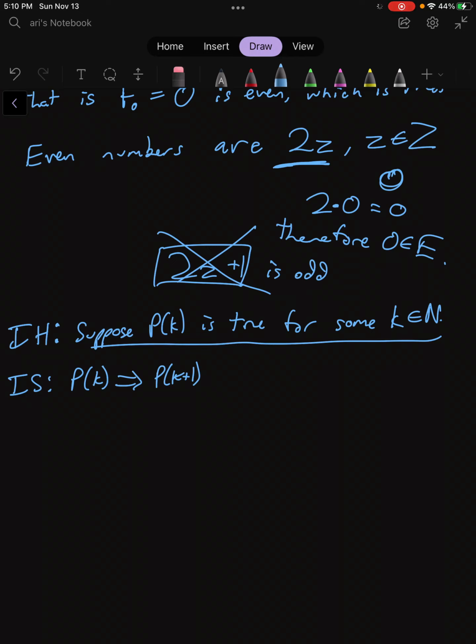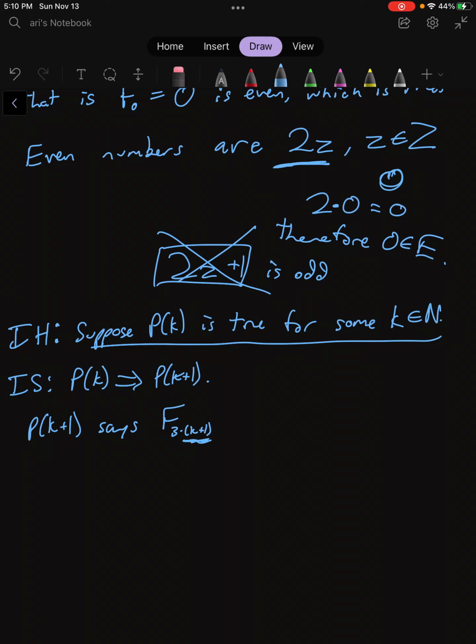Let's write out what P of k plus 1 is. P of k plus 1 says f of 3 times (k plus 1). It's important to remember k plus 1 is going in parentheses. We're multiplying 3 by all of it. Wherever you see a k, you're replacing it with k plus 1. So if k is multiplied by 3, now k plus 1 is multiplied by 3.